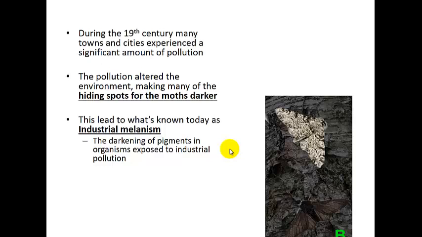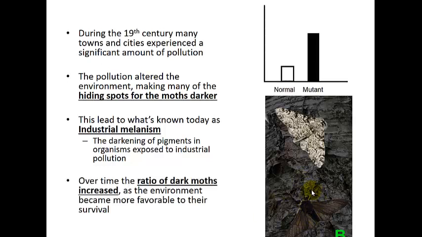Now, this effect today is referred to as industrial melanism. Ultimately, it's the darkening of pigments in organisms exposed to industrial pollution. That doesn't mean that the pollution directly causes melanism. It just means that it can affect them in a way that drives a change in color. So in this case, the moths didn't get darker because of the pollution, but the pollution drove a favorability towards the darker moth.